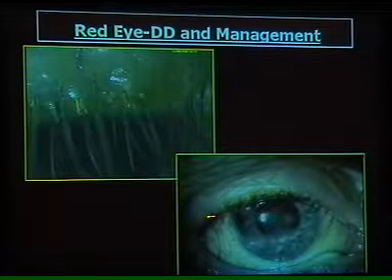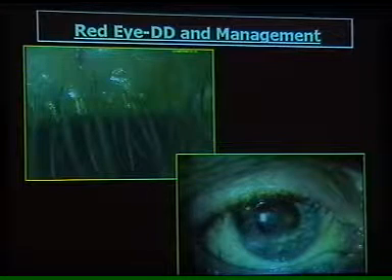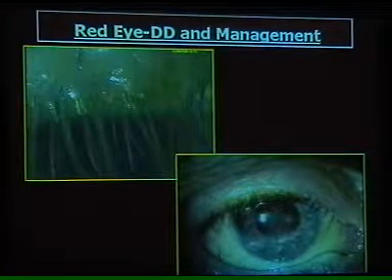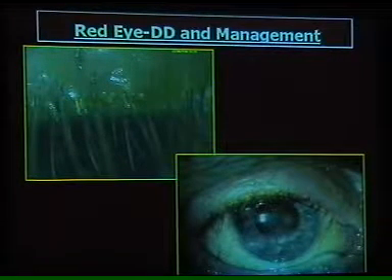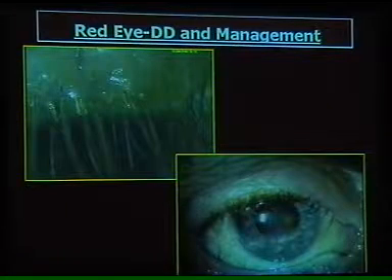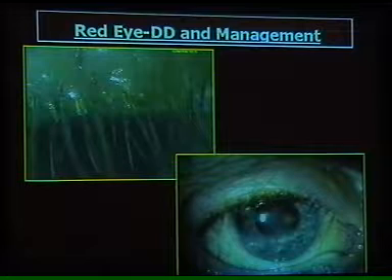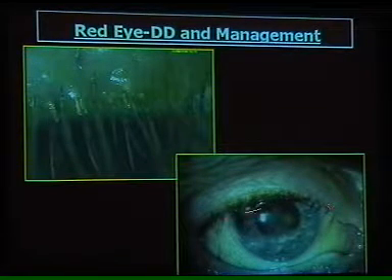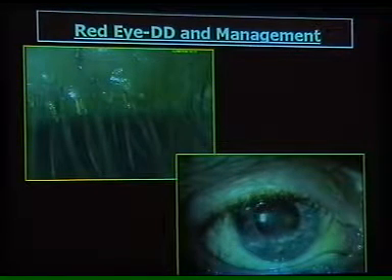Now, you can see the advanced stage: the configuration and the appearance of the lashes has changed. The lashes are normally convex downward in the upper lid and convex upward in the lower lid. You can see that they are distorted, misdirected, straight, small, and there is a gap between the lashes. So this is one of the outcomes of long-standing blepharitis.